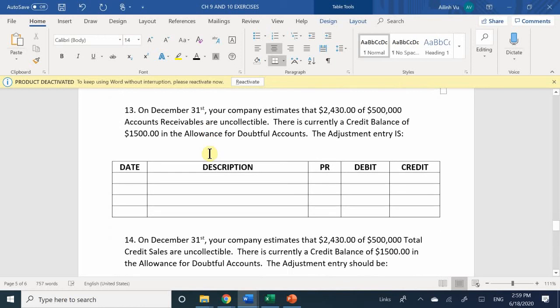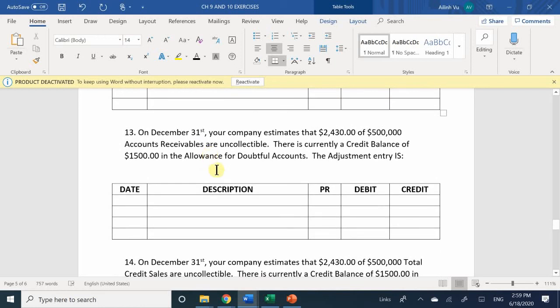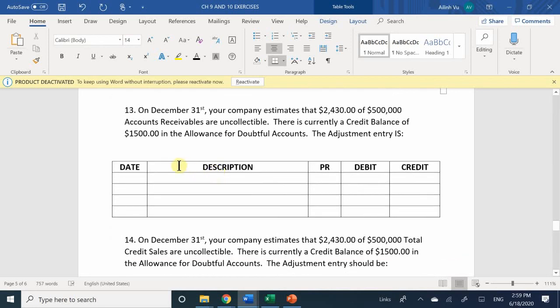Question number 13. On December 31st, your company estimates that $2,430 of its $500,000 accounts receivable are uncollectible. There is currently a credit balance of $1,500 in the allowance for doubtful accounts. The adjustment entry should be bad debt and allowance for doubtful accounts. Good.